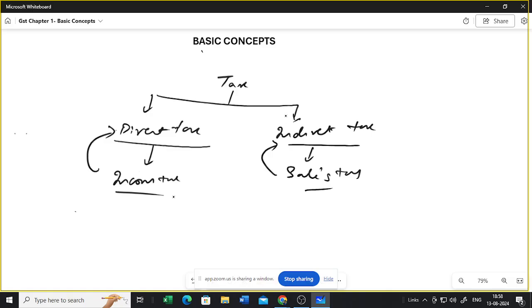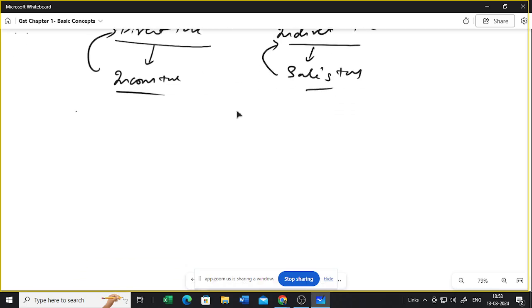Income tax means suppose you are earning 5 lakh rupees as income, either from salary or from business. On that income you need to pay some tax to the government, right? That tax is paid directly to the government. No middleman. So when you pay the tax directly to the government, that tax is known as direct tax.